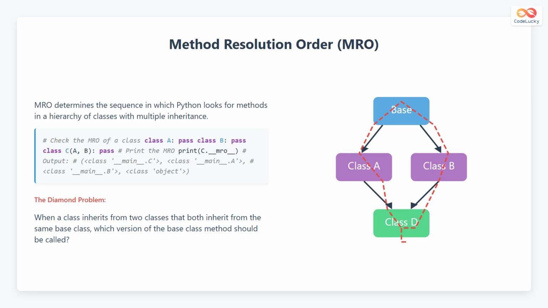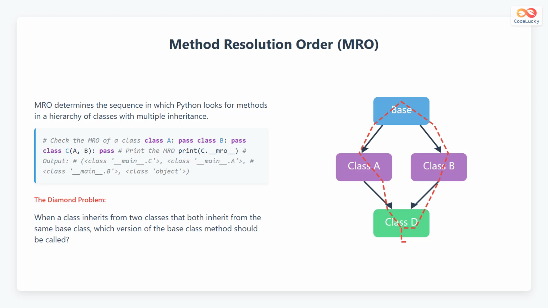First, we define three simple classes A, B, and C. Class C inherits from both Class A and Class B. Now, if you want to see the MRO of Class C, you can print C.__mro__. The output tells us the order in which Python will look for methods if they are called on an instance of Class C. Python first looks in Class C, then Class A, then Class B, and finally in the base object class.